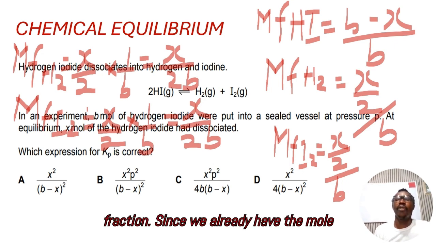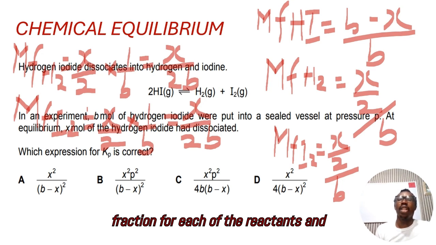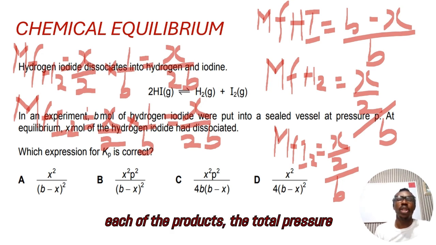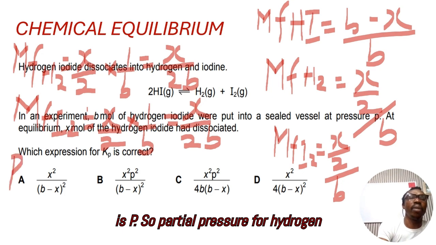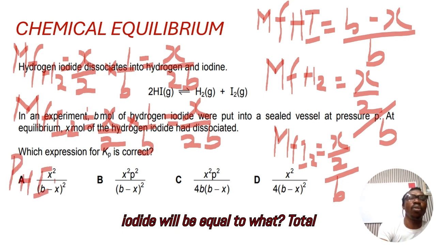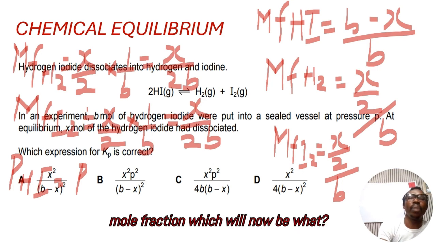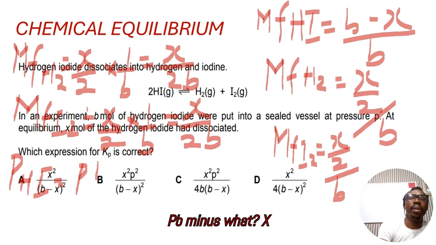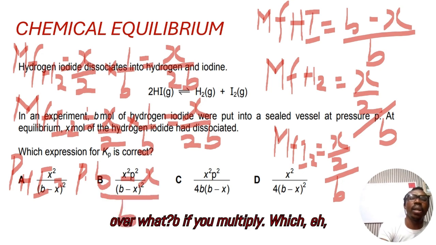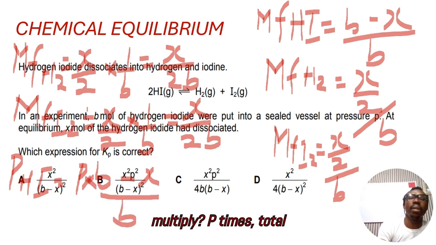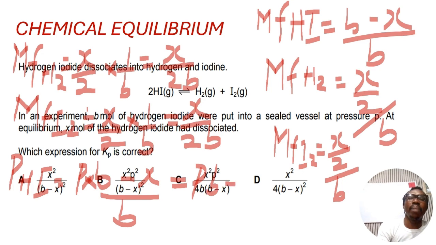Since we already have the mole fraction for each reactant and product, and the total pressure is P, the partial pressure of hydrogen iodide will be the total pressure P multiplied by the mole fraction, which is (b minus x) over b. So multiplying, the partial pressure of HI is P(b minus x) over b.